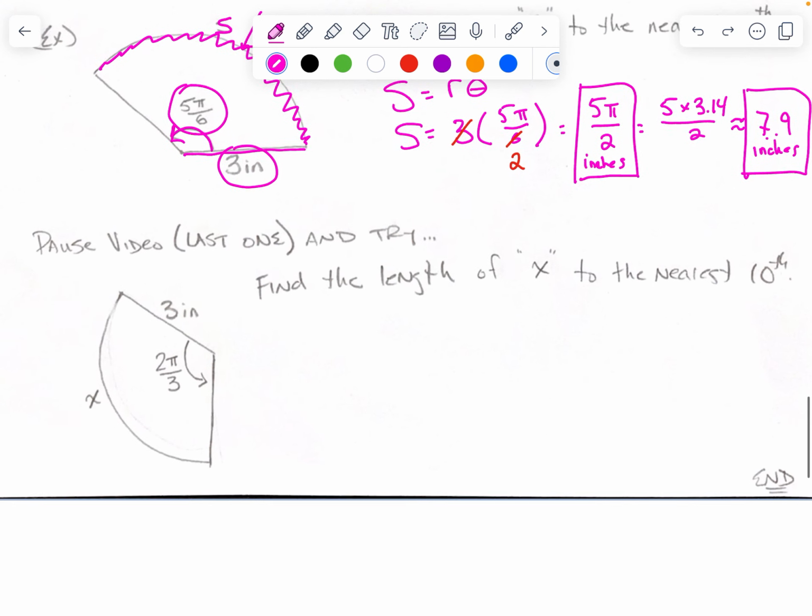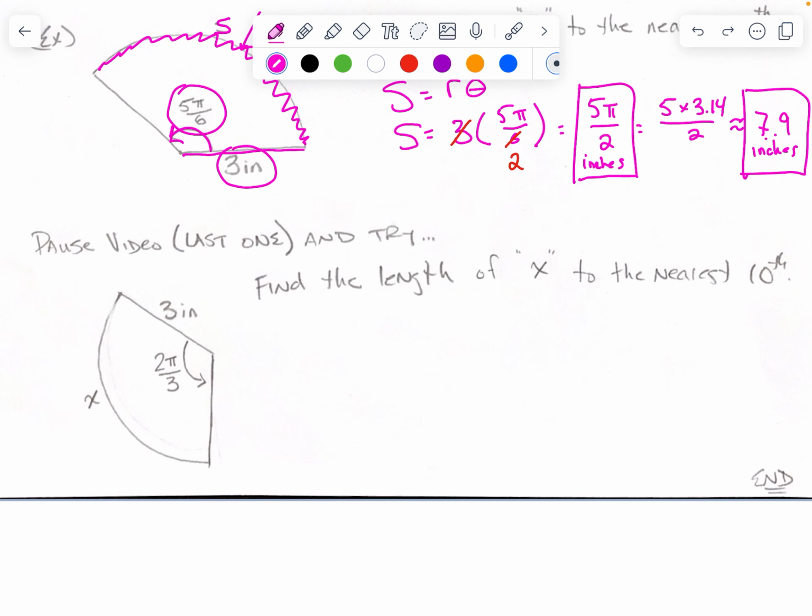And this says pause the video for the last one, so I'm just going to take a 3-second pause. You can pause and then restart and then finish this last video. And let's finish it out. So S equals R theta. So even if S goes by a different name, that's not going to harm us in any way.